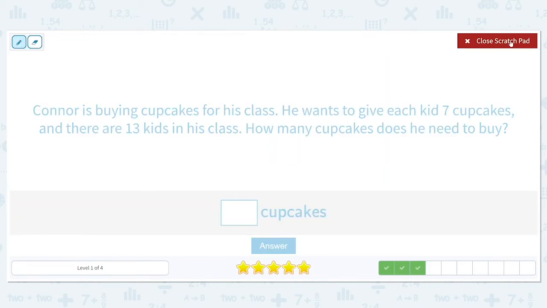Connor is buying cupcakes for his class. He wants to give each kid, there's that word each, 7 cupcakes, and there are 13 kids in his class. How many cupcakes does he need to buy?